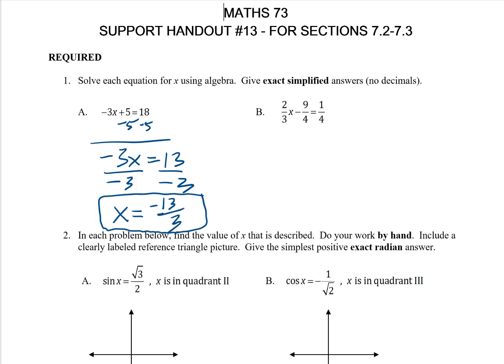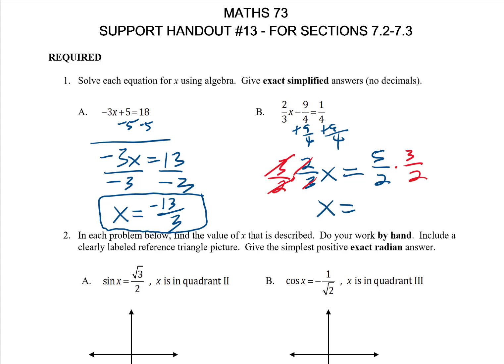Letter B obviously is a little bit messier with the fractions. I could clear the fractions by multiplying every term by 12, which is the LCD, or I could just work with the fractions. It doesn't look too bad. I'd be adding 9/4 to both sides. 1/4 plus 9/4 would be 10/4, which reduces to 5/2. And then all I have to do to get x by itself is multiply each side by the reciprocal of that coefficient. The 3's and the 2's would all cancel, so the x would be by itself, and it looks like I end up with 15/4 as the final answer.